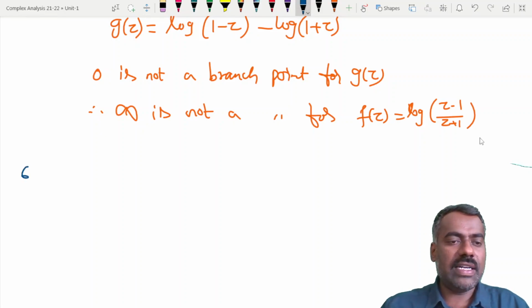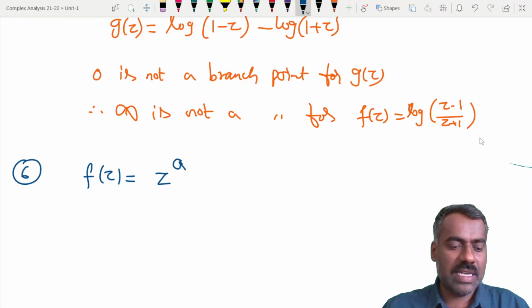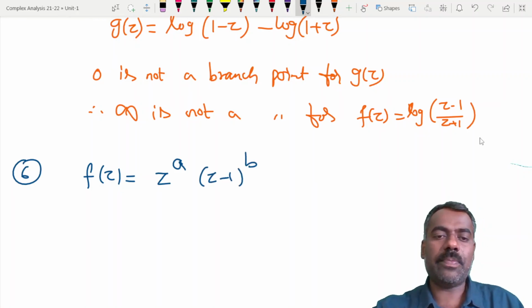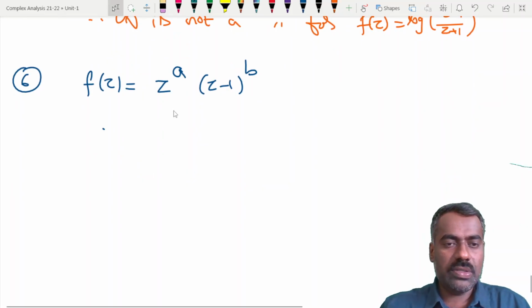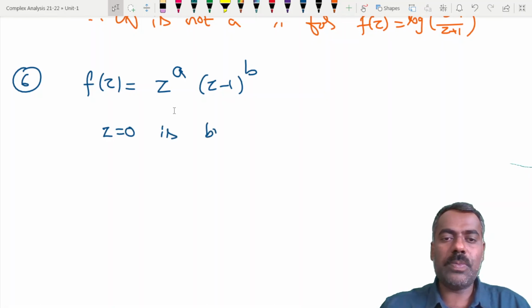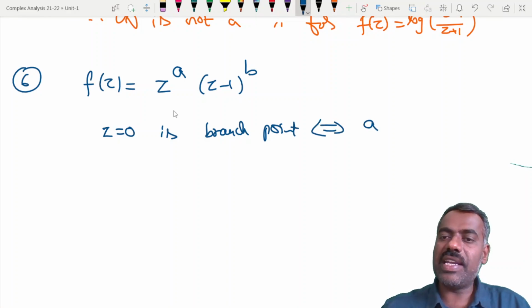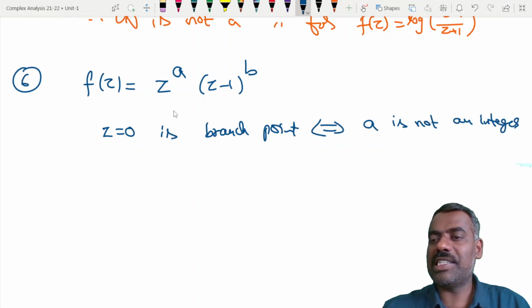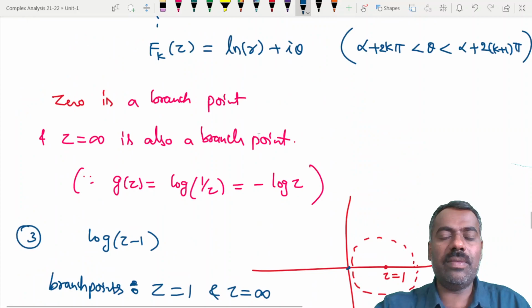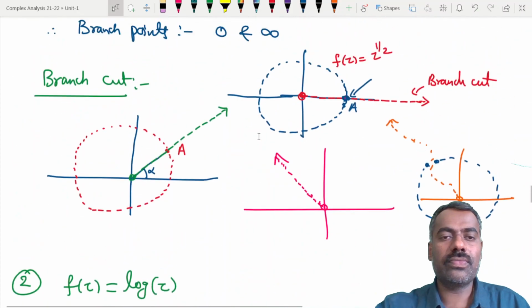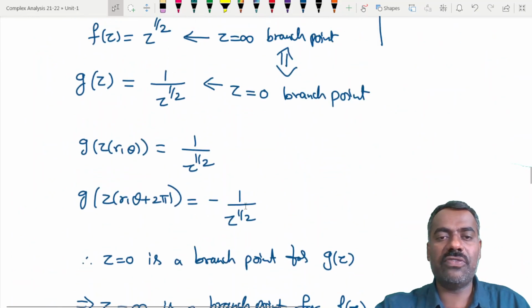I'll just end with one more. Take f of z as z to the power a, where a is any complex number, times (z minus 1) to the power b. Then we have already seen that z equal to 0 is a branch point only if a is not an integer. Where have we seen such an example? z to the power half. For z to the power half, we have seen that 0 is a branch point.